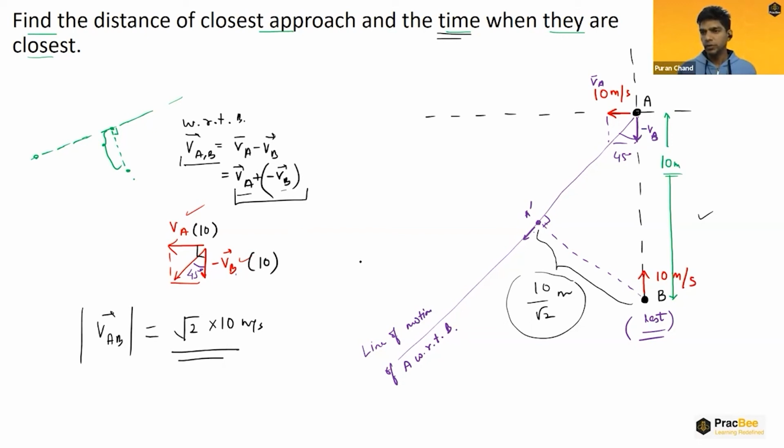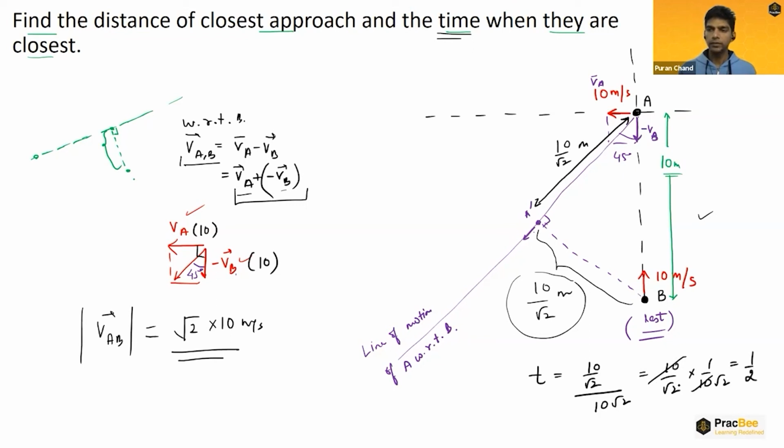So that is the speed with which A is moving along a straight line. And what is this distance? This is again 10 by root 2. So time will be distance upon speed, which is 10 by root 2 into 1 upon 10 root 2. So it comes out to be 1 by 2, so 0.5 second. Clear?